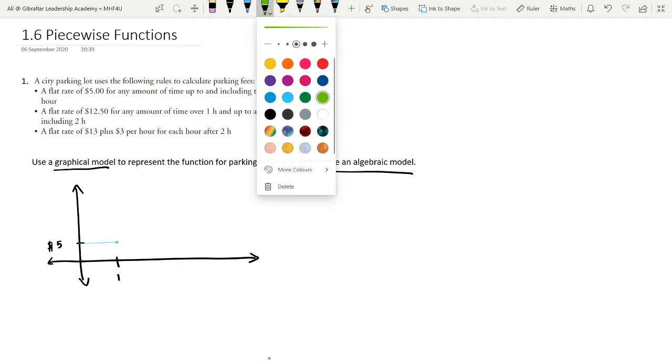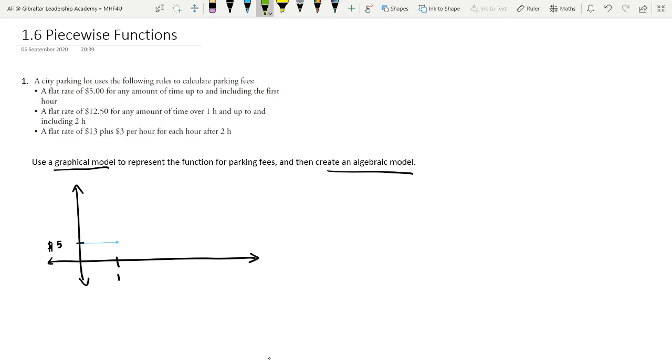Second hour. What we know for the second hour is there's a flat rate of $12.50 for any amount of time over 1 hour and up to and including 2 hours. So the second one is 2 hours. So from 1 to 2, let's say that's 5, that's 10. So here would be $12.50. So from 1 hour up until 2 hours, we're going to get $12.50. Remember, we do not include the $12.50 at 1 hour. It has to be $5. So this has to be an open circle. And that would be the $12.50 flat rate fee between 1 and 2.